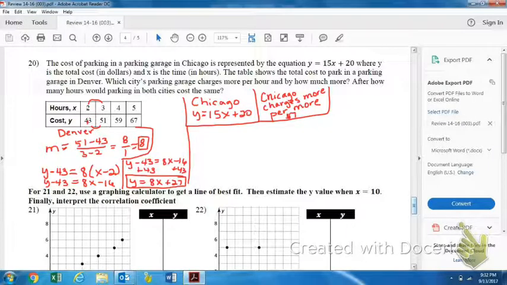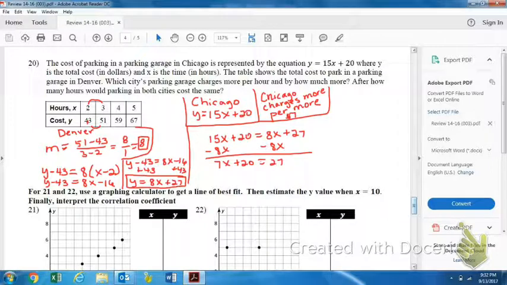Okay, after how many hours would parking in both cities cost the same? Well, if it's the same, we can put them equal to each other, and that'll give us the answer. So 15x plus 20 equals 8x plus 27. Subtract 8x from both sides, and you have 7x plus 20 equals 27. Subtract 20 from both sides, and you have 7x equals 7.